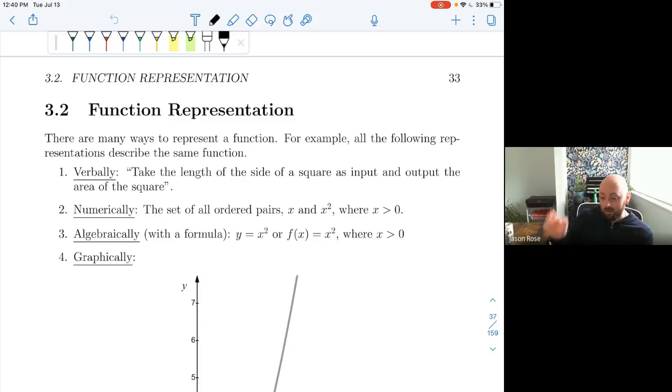Numerically, you could just list all the different ordered pairs. Now that might go on forever, but let's say the rule is to add 1. Then I could describe it by listing all the ordered pairs. 1, 2, 2, 3, 3, 4, 4, 5, 5, 6, like this. Not the best way to do it, but another way that you might describe a function.